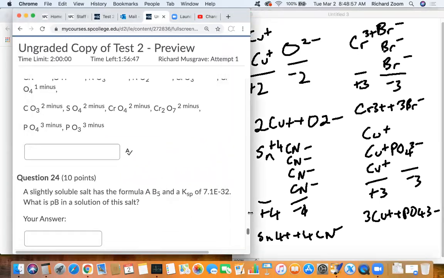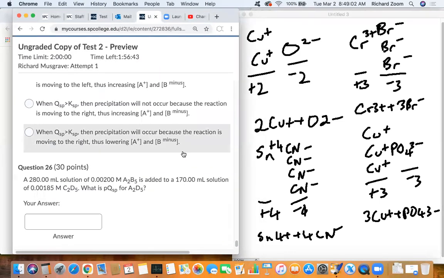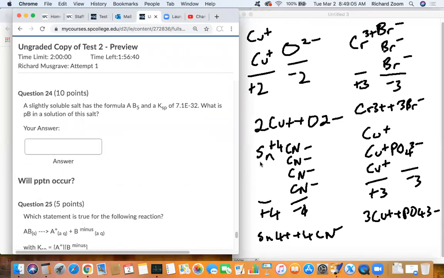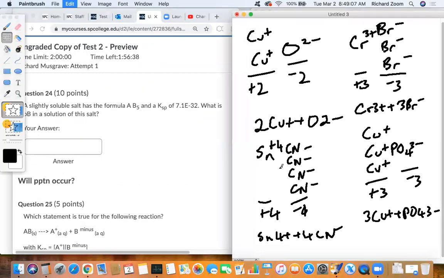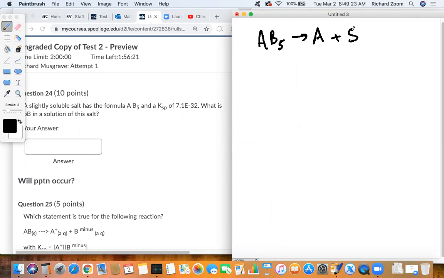Oh yeah, that's all right. This one's an all right one. So a slightly soluble salt has a formula AB5. And that's going to break apart into A and 5Bs. You don't really need to worry about the charges, but I'll put some charges on just for kicks anyway. They're not really that important though.